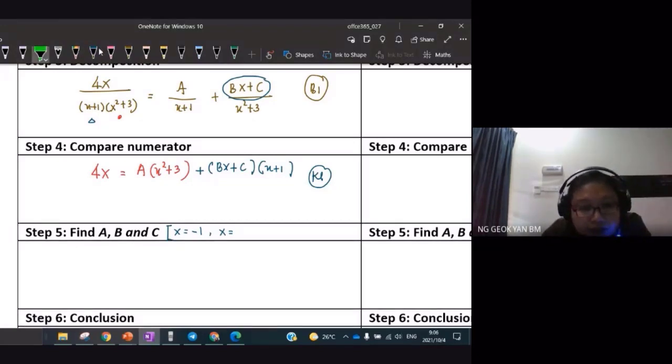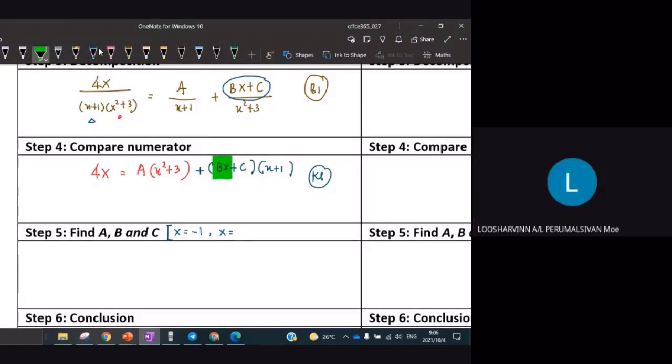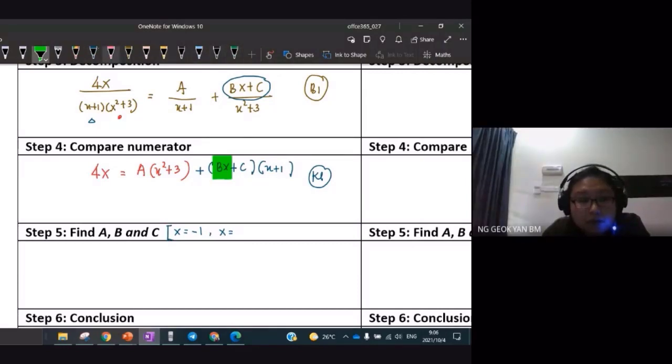Ramai terbuntu kan? So nampak tak di sini? What I highlight? How to make the B disappear? What value of x we should substitute? 0. Yes, very good. So the second value will be 0. So what is the third value?